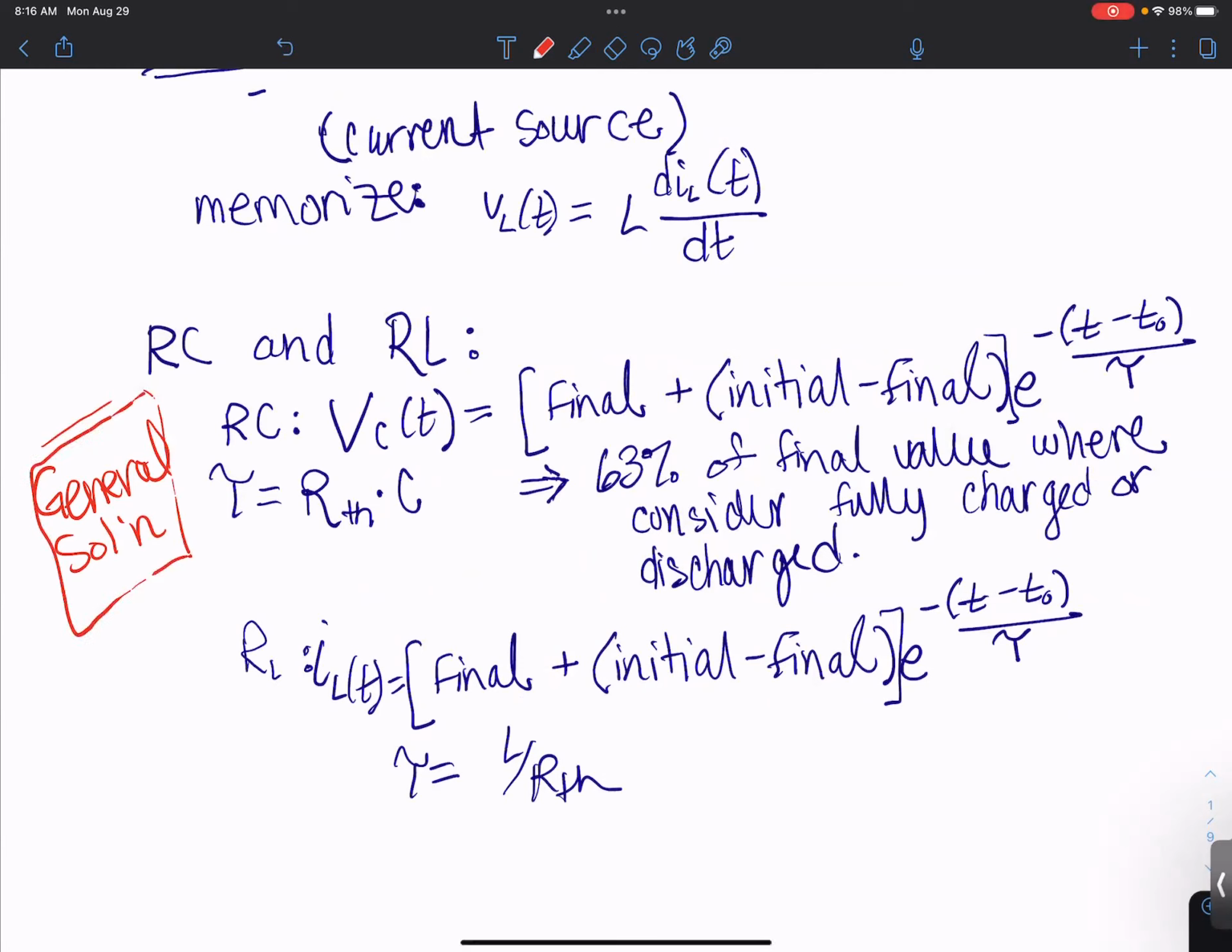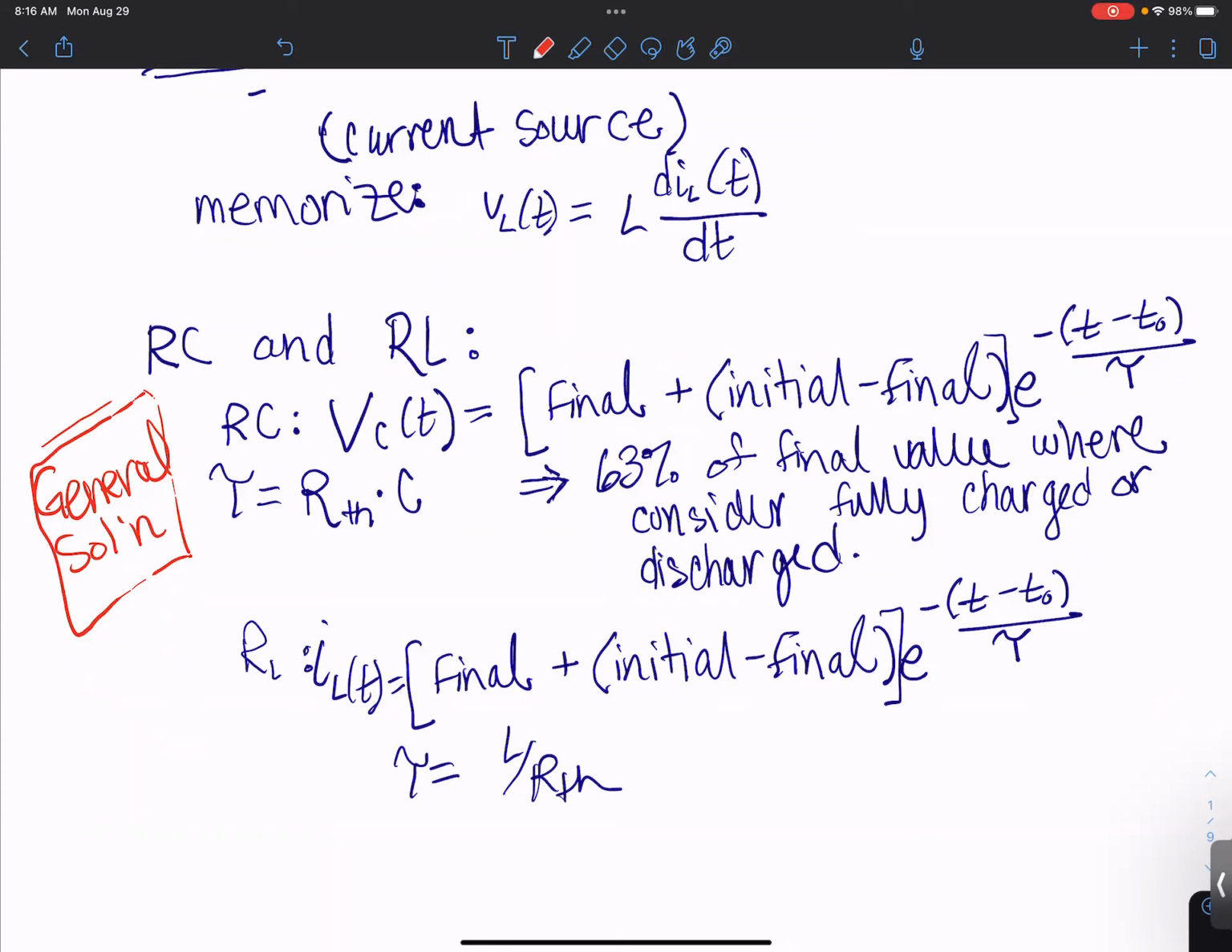So instead of having to derive that first order differential equation every time, we know it's of this form, where it has the final value plus the initial minus final, e to the minus (t minus t zero) over tau. So that made it much easier to say, well, let's just look for tau. Let's just look for the initial value and the final value.